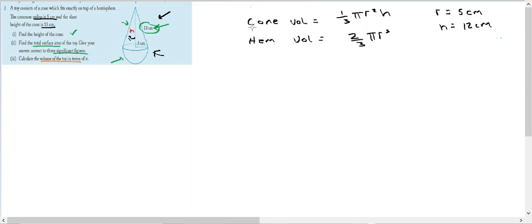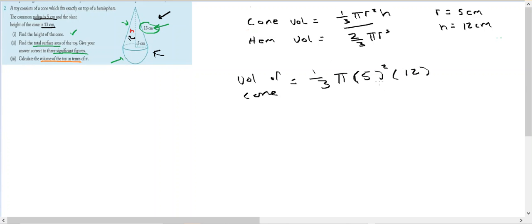So let's do the cone volume first. The volume of the cone is going to be equal to this formula here. So it's 1/3 pi times r squared. The radius from the question is 5, to be squared, multiplied by the height, which we worked out as 12 centimeters, multiplied by 12.